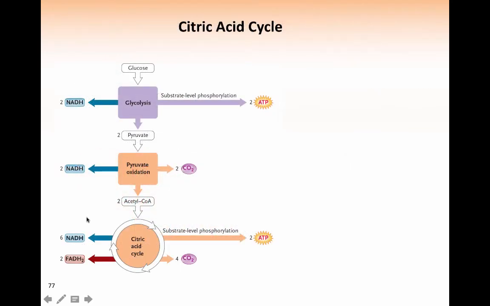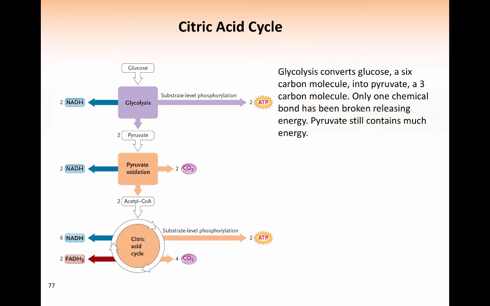So here we have the whole process. We have glycolysis, which converts glucose, a 6-carbon molecule, into pyruvate, which is a 3-carbon molecule. Only 1 chemical bond is broken, so we get some energy from that. But pyruvate still has a lot of energy because it's still got a whole bunch of carbon-carbon bonds. We have pyruvate oxidation to give us acetyl-CoA, which is what gets fed into the citric acid cycle.